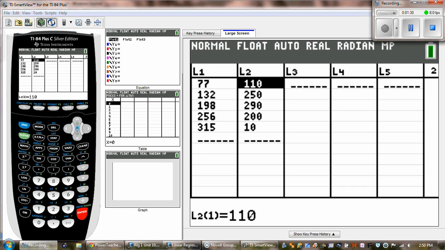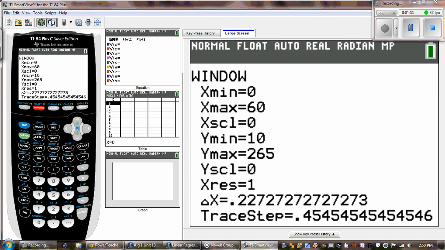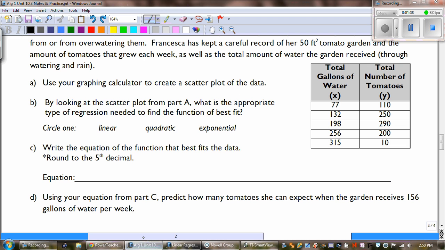The next thing that we would need to go to is our window. I'm going to go back to our worksheet. So when I'm plugging in the x min, that is the minimum value of x. Normally we plug in 0, but if I plug in 0, 77 is my smallest number. That's going to be a long ways away. So for this one, I'm going to do 75 as my x min, and the max, the highest number, is 315. So I'm just going to go a little bit higher than that, okay?